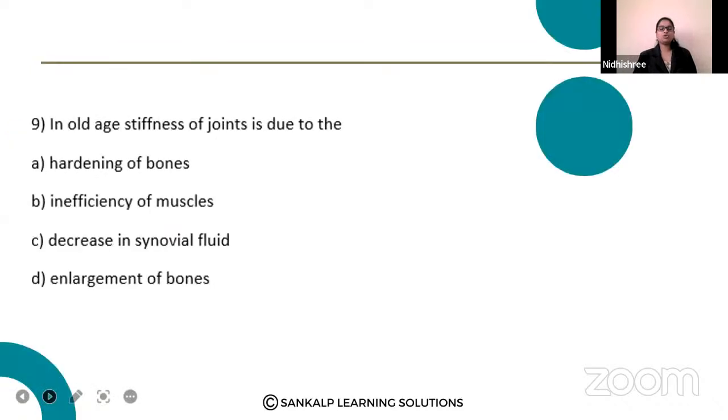Fine. 9th question. In old age, stiffness of joint is due to. As age increases, stiffness comes in the joints, meaning they are not movable as they were when we were young. Why does stiffness come in the joints after old age? Option A, hardening of bones. Option B, inefficiency of muscles. Option C, decrease in synovial fluid. Option D, enlargement of bones.